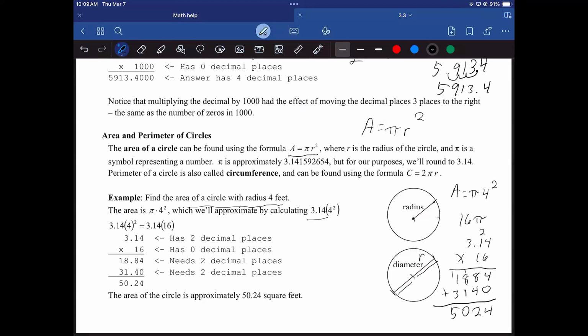How many things are behind a decimal? Well, let's have a look here. There's 1, 2. So that decimal is going to come over 1, 2. And from that, we get 50.24 feet squared.